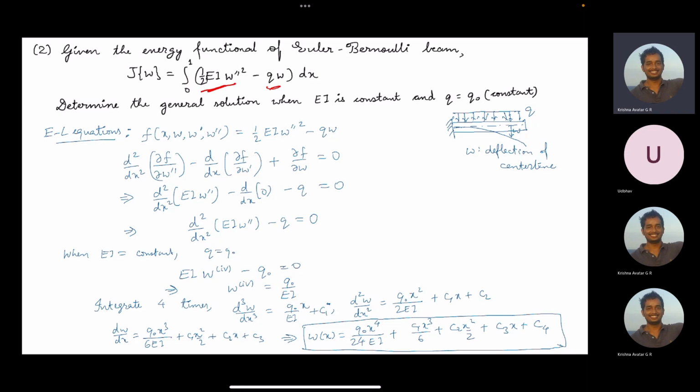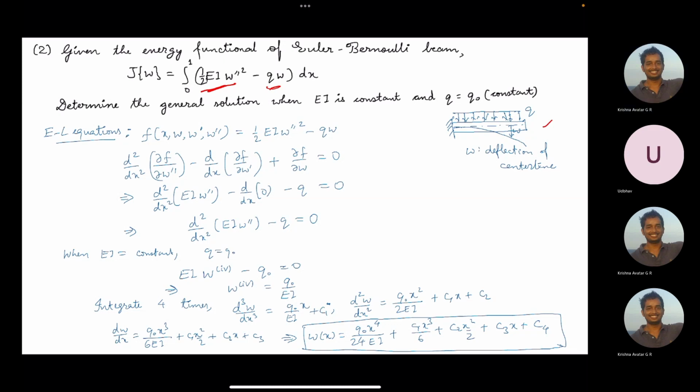Okay, let me go term by term here. E is the Young's modulus, I is our moment of area, moment of inertia. W double prime is the double derivative of deflection with respect to x. Q happens to be our distributed loading. And our beam is considered to be of unit length. I have presented a schematic here on the right hand side: a beam of unit length, where W determines the deflection of the center line, and this beam is subjected to a distributed loading Q.